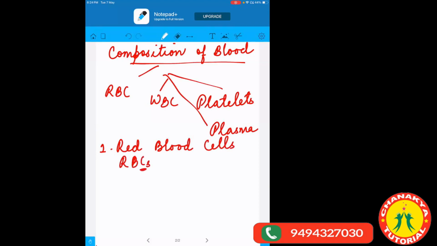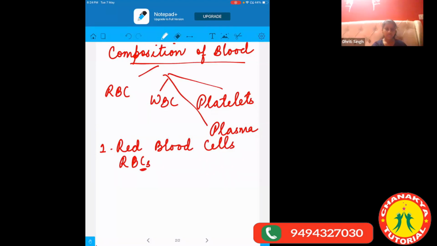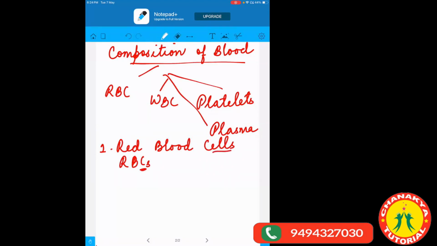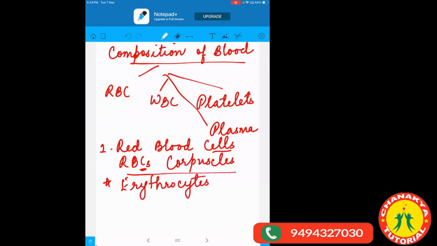What does the C stand for here? Cell. Yeah, corpuscles. Actually, it should not be cells here. It should be the corpuscles. So RBC is basically the red blood corpuscles. And the other name of the RBC is erythrocytes. So red blood corpuscles, other name is erythrocyte. It is very, very important. You should know the other name of the RBC.